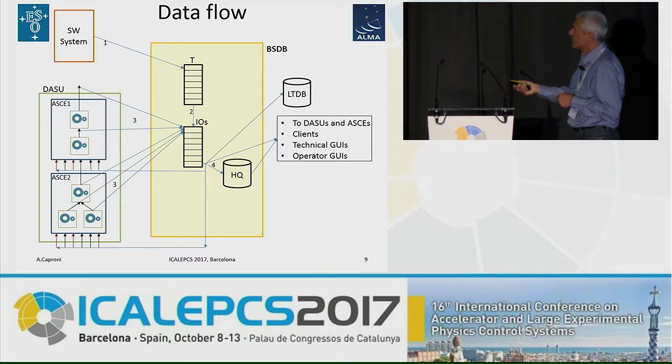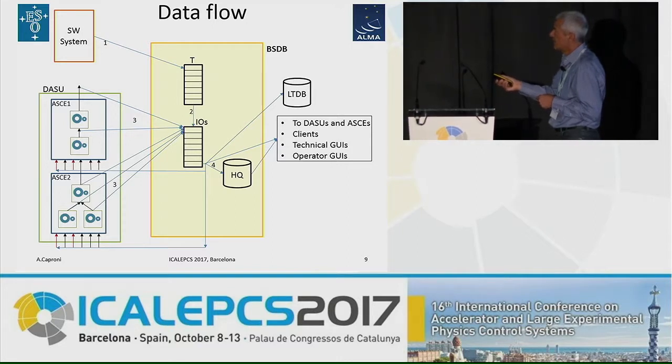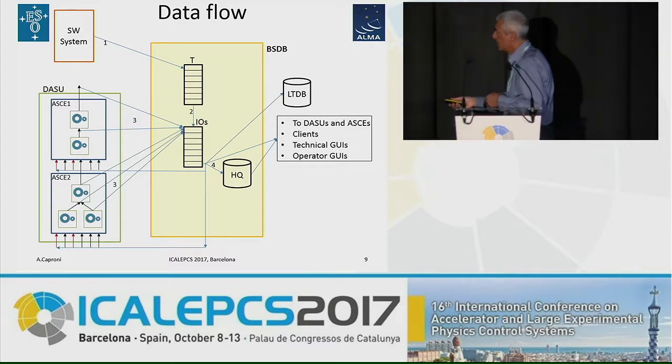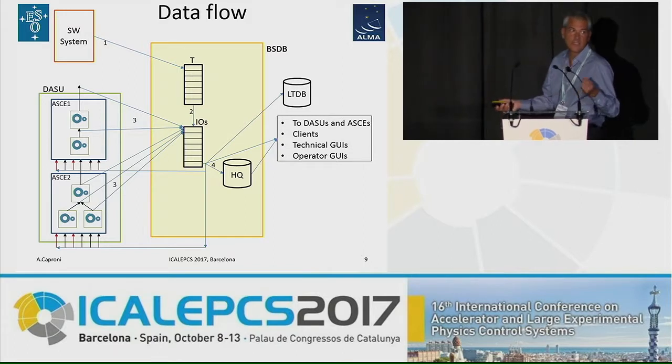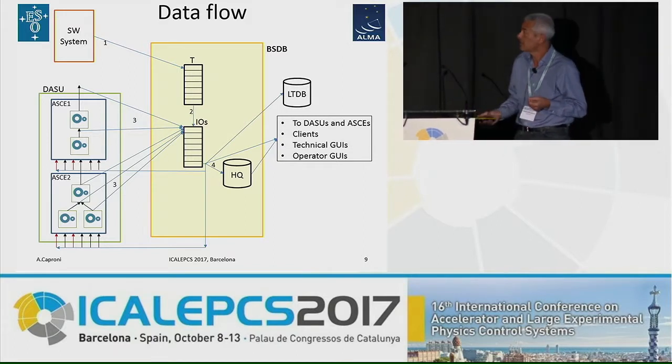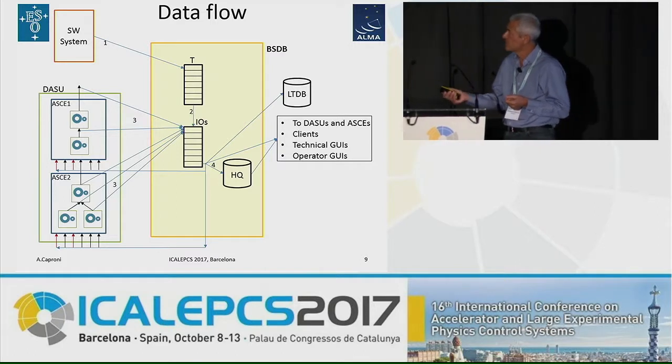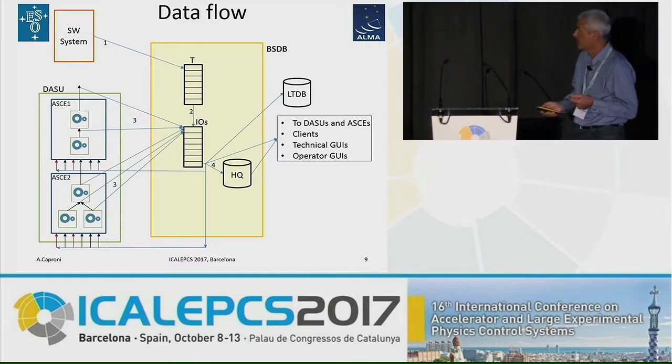And then these values are also sent to a Cassandra long-term database and used for technical and operator GUIs. We also have a hash queue to access the data with their identifier, but this is mostly for the technical part. The backstage database is based on the Apache Kafka framework.